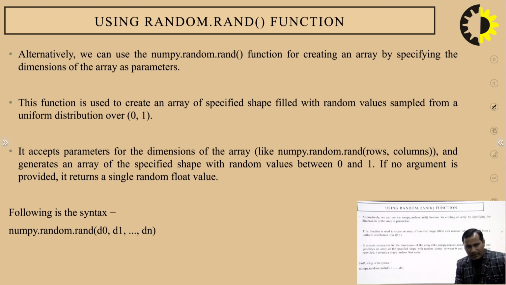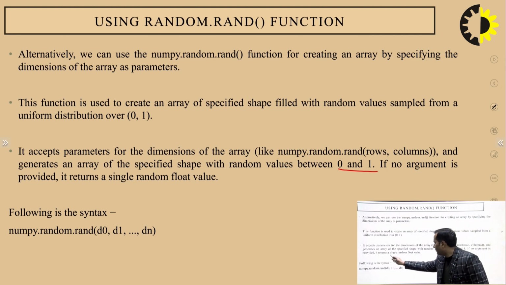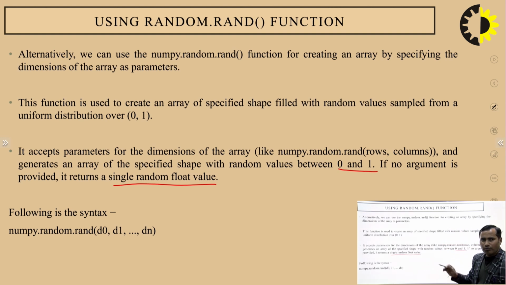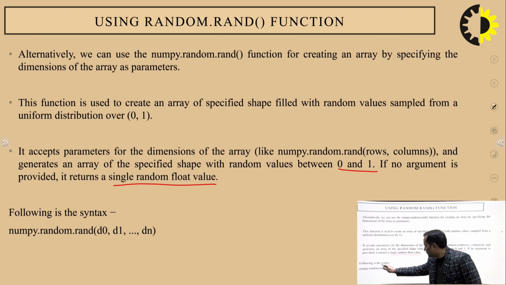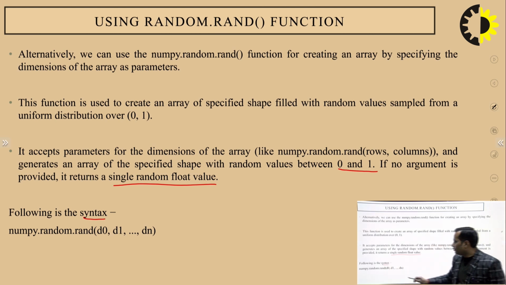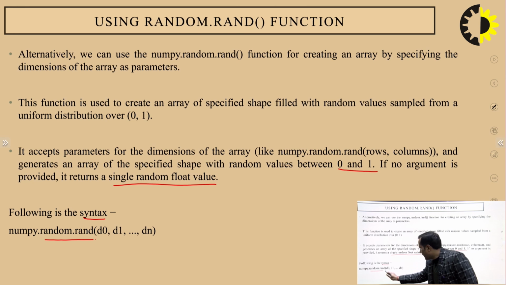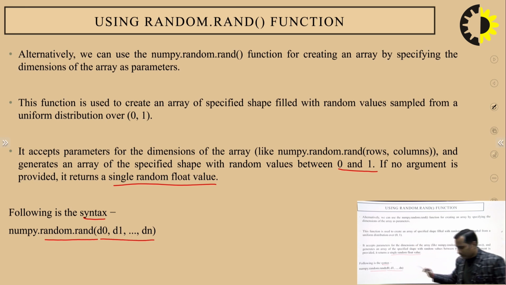That means it will create an array that has values between zero and one, and if no argument is provided, it returns a single random float value. If we have not provided any value, it will create a single random float value. Otherwise, it will create an array of random values, and all the values range from zero to one. This is the general syntax. So we use the random.rand function, and these are the parameters.